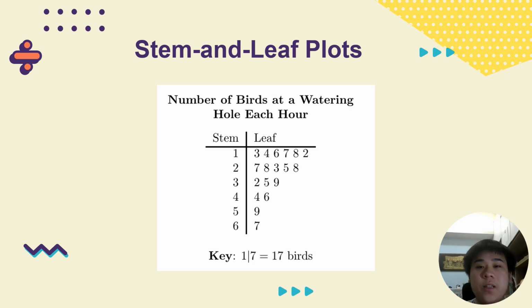Now, stem and leaf plots. On the left side, you have the stem. On the right side, you have the leaf. The stem shows the first digit of the number. For example, for 13, it shows 1, and for 24, it shows a 2 on the stem. The leaf shows the other digit. For example, on the first row, we have the values 13, 14, 16, 17, 18, and 12. And on the fourth row, we can see 44 and 46. It shows all the data.